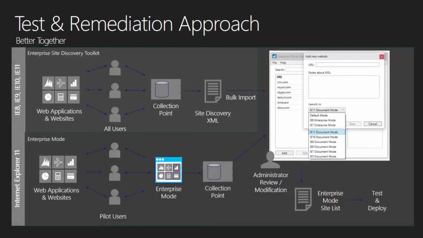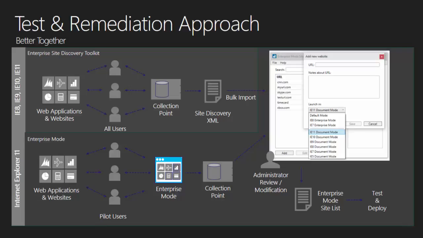So then finally, if we take a look at pulling a lot of this together, how we can start working with that, well, I guess here we can use a combination of the Enterprise Site Discovery Toolkit and the Enterprise Mode to help speed up the adoption of Internet Explorer 11 and Windows 10. And we can use the Enterprise Site Discovery Toolkit when IE11 isn't installed on the user's device.